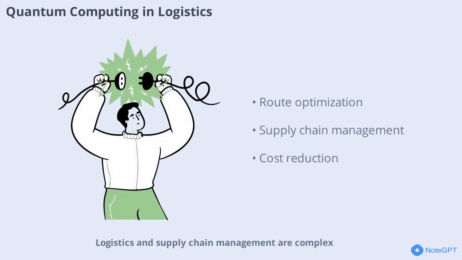Logistics and supply chain management are complex problems that quantum computers could help solve. By optimizing routes and schedules, quantum algorithms can save time and resources. Companies are already experimenting with quantum solutions to improve efficiency and reduce costs. Next, we'll look at the environmental impact of quantum computing.